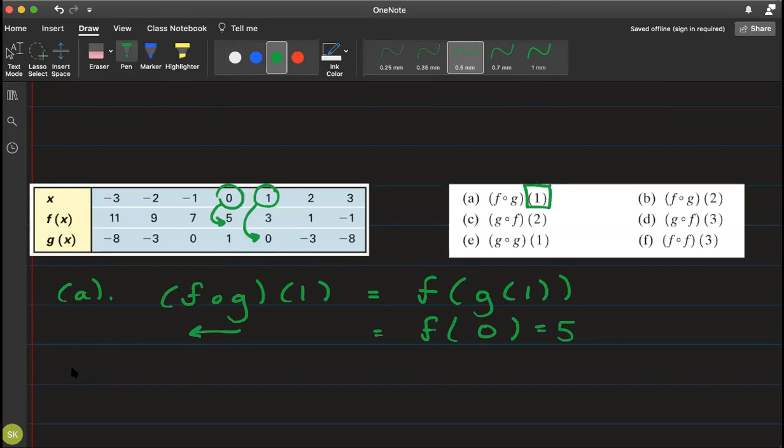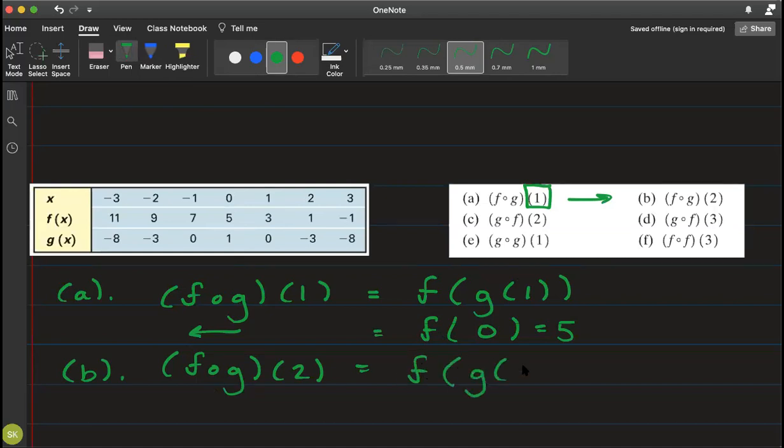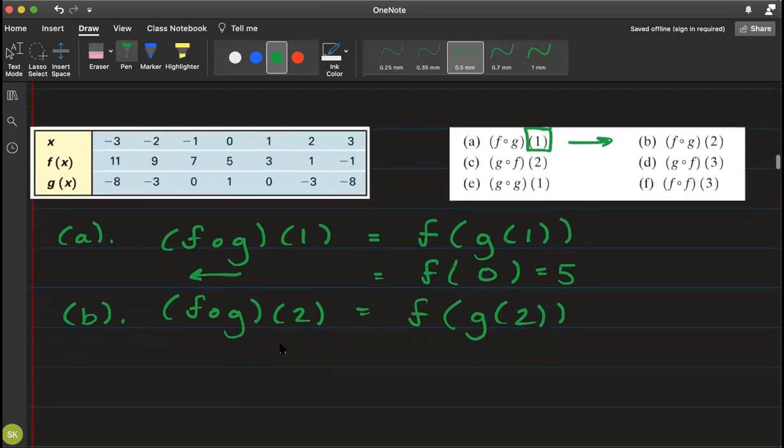Okay, let's try part B. For part B, notice that I flipped. No, actually, I'm looking down here. I should be looking at this side. B is f composed of g. So we're sticking with the same order of functions. F composed of g of 2. Let's see if we can figure that one out. So we start with the number 2. I like to write it this way, f with g of 2 inside, because to me this is less confusing than this side here.